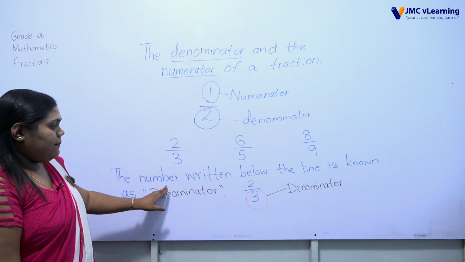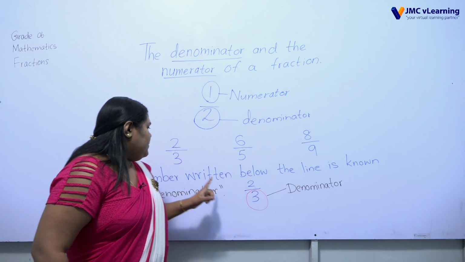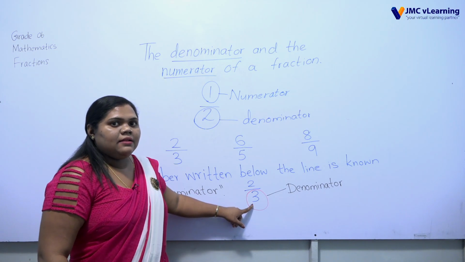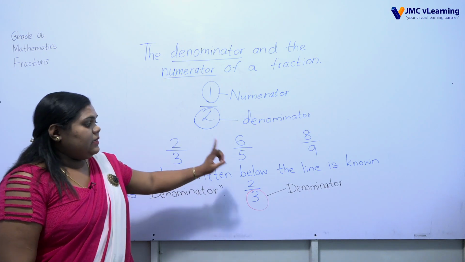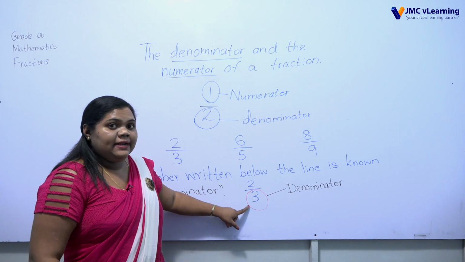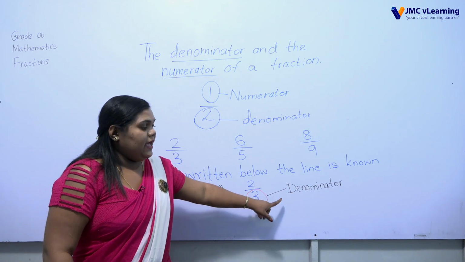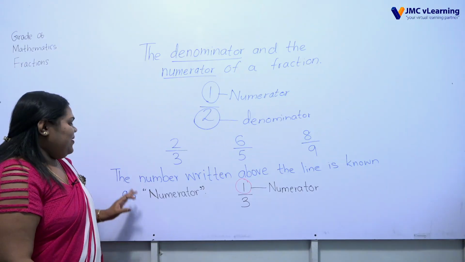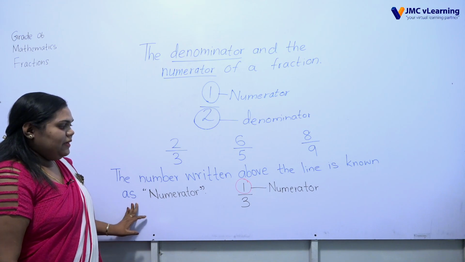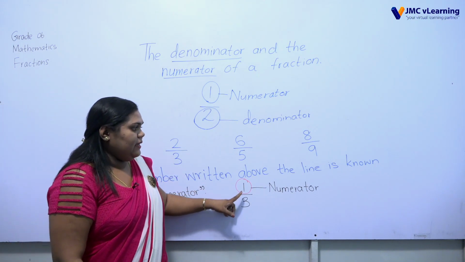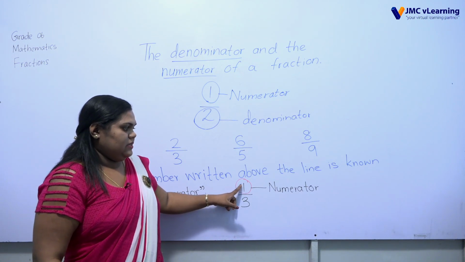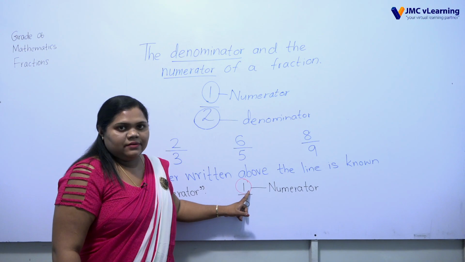Okay. The number written below the line is known as the denominator. Can you see this line? Okay, the denominator we write below that line, so we call that one the denominator. Okay. The number written above the line is known as the numerator. This is the line and we write above it, so this is the numerator.